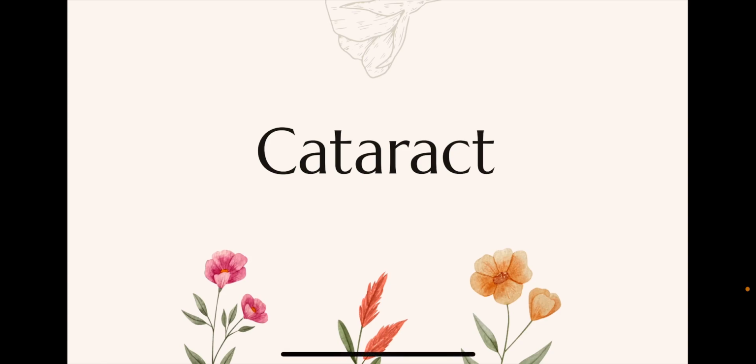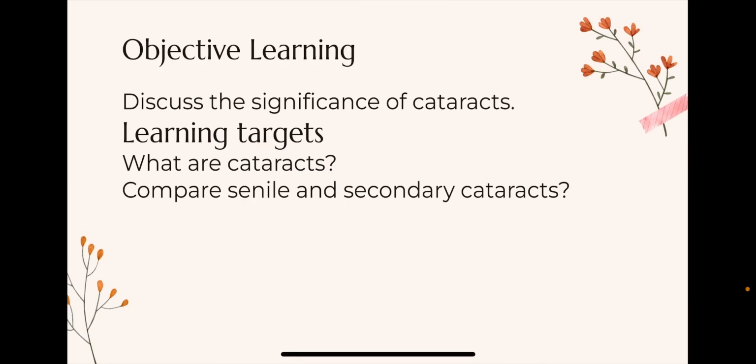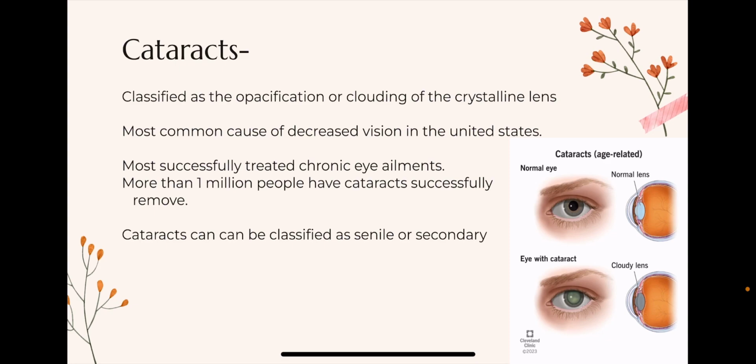All right, we're going to move over to cataracts. Now, our learning objective is to discuss the significance of cataracts. And our learning targets are: what are cataracts, and compare senile and secondary cataracts. So, cataracts are classified by the opacity or clouding of the crystalline lens. The most common cause of decreased vision in the United States is cataracts. Also, cataracts are the most successfully treated chronic eye ailment. More than 1 million people have had cataracts successfully removed and fixed.